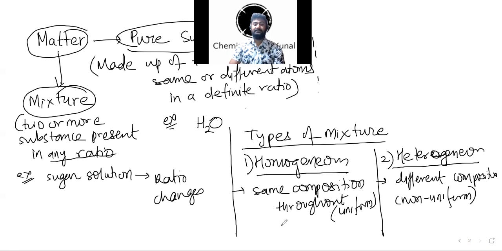I'll just give an example so that you can understand it properly. For a homogeneous mixture, the example can be sugar in water, sugar solution, or the air that you breathe. Now, there's air around me, right? Can you see where is oxygen, where is nitrogen, where is helium? We don't know. It's thoroughly mixed. That is what makes it a homogeneous mixture.